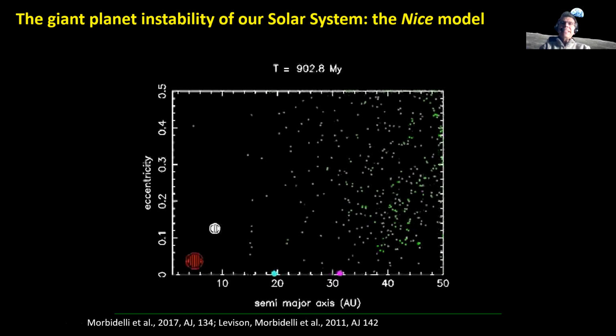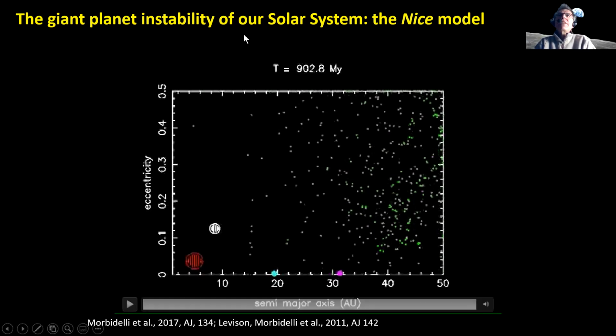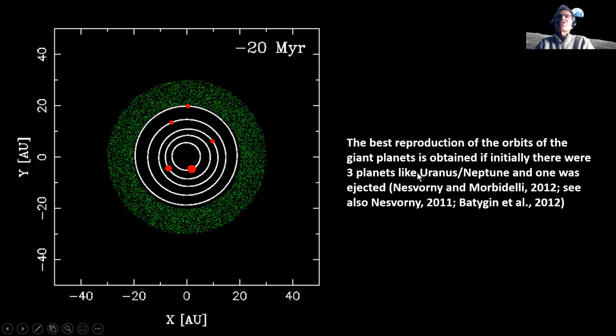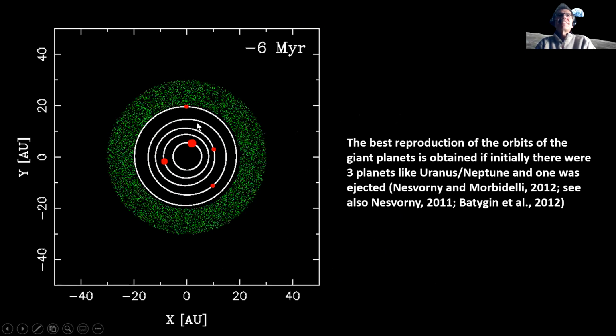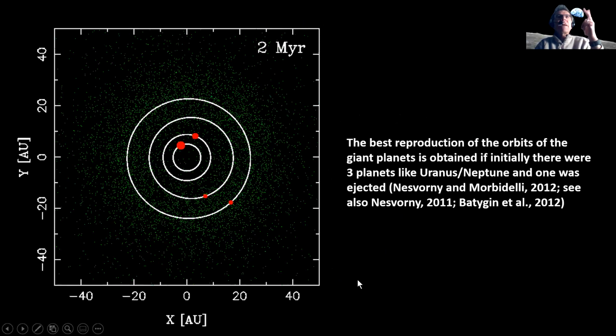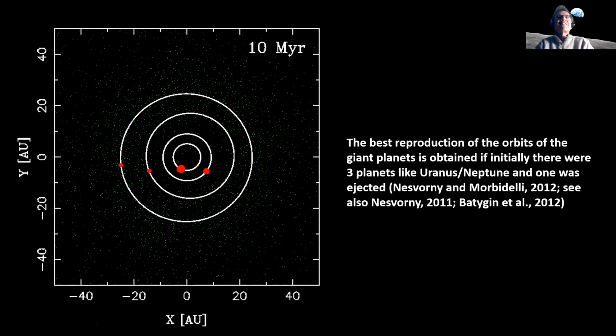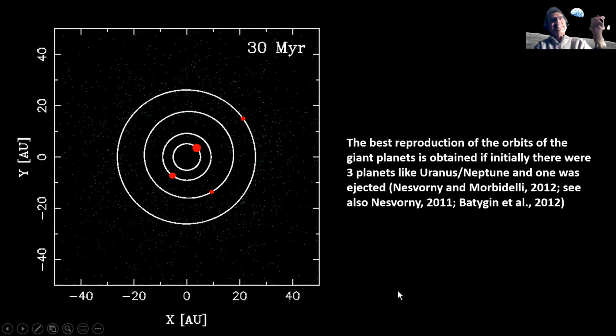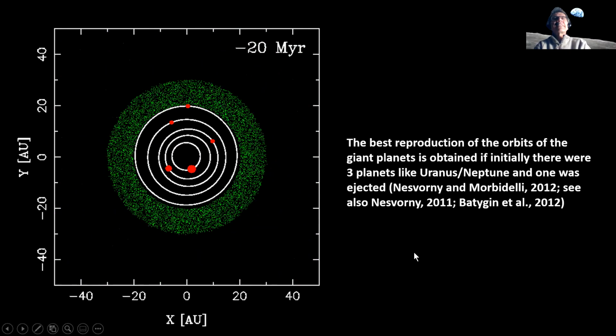The dynamical instability is needed to reconcile the orbits that the planets should have had during the gas disk phase because of migration with the current orbits that they have. And indeed, if one studies in detail the evolution of the planets and the instability, one finds that the best reproduction of the current orbits of the giant planets is obtained if at the beginning there were 5 planets, Jupiter and Saturn, and 3 planets with the masses of Uranus and Neptune, and 1 was ejected and 2 survived. Because in this case, one gets a bigger kick to Jupiter and Saturn.